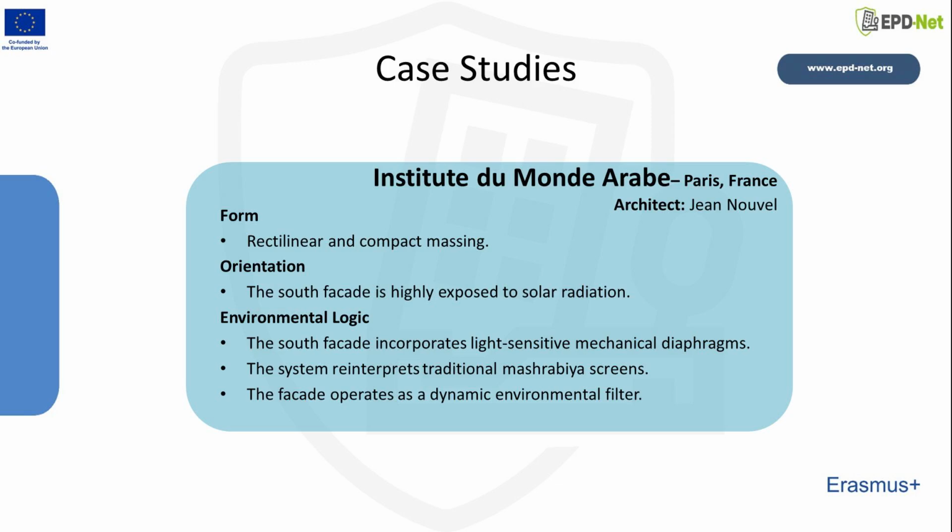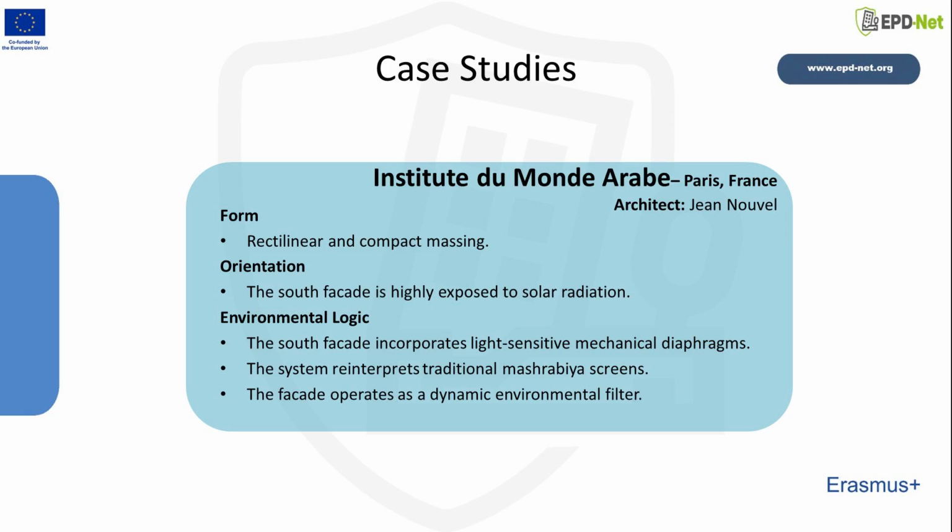Another remarkable example that illustrates the relationship between form, orientation, and environmental logic is the Institut du Monde Arabe in Paris, designed by Jean Nouvel. The form of the building is rectilinear and compact, emphasizing clarity and precision in its geometry. It stands as a powerful modern structure that still manages to embody cultural identity through its materials and facade design.